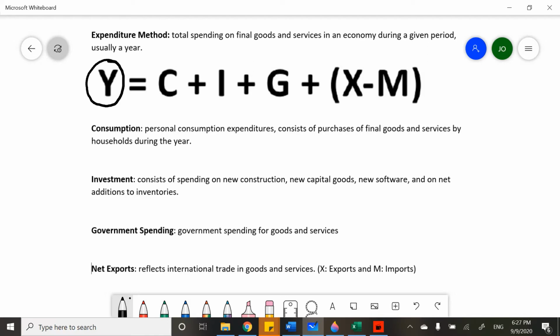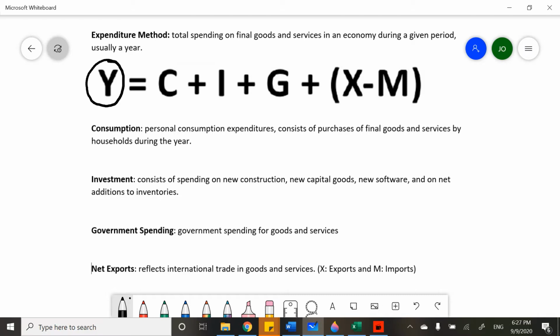C. Consumption. Personal consumption and expenditures consist of purchases of final goods and services by households during the year. This is the largest component of GDP. What are some of the things that might go into consumption? Here you will see services such as dry cleaning, haircuts, air travel. We also include things like non-durable goods, soap and soup, or any type of food, and durable goods such as furniture and kitchen appliances. Durable goods are expected to last at least 3 years.